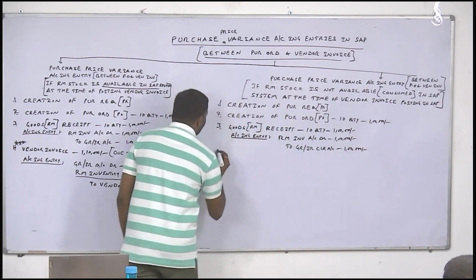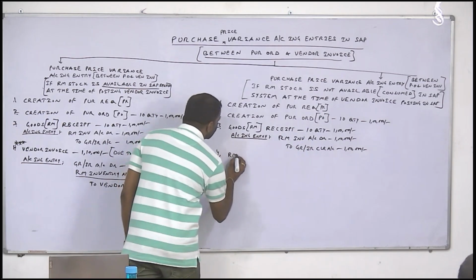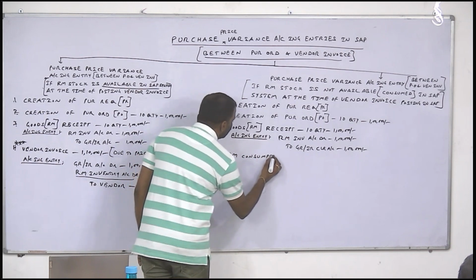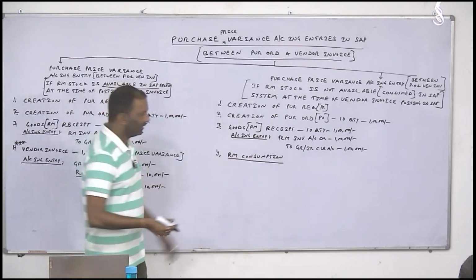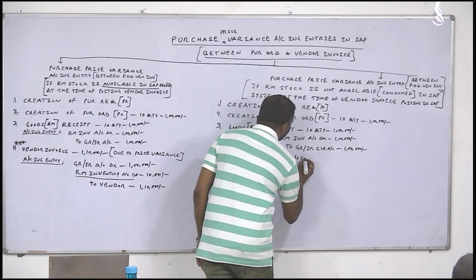Then what is the fourth one? The fourth one you can just note down. I am not settling any entry. Raw material consumption. Just assume that; if you want to write the accounting entry, you can note it down. I don't have any problem. What is the accounting entry for raw material consumption?